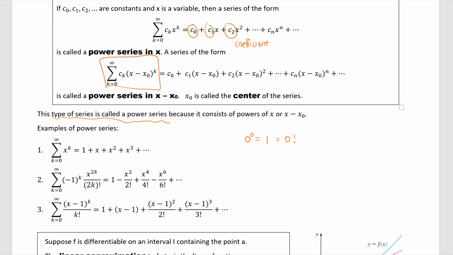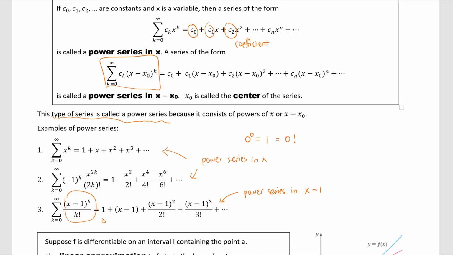So the next one, this is our formula. We plug in k equals 0. Then the first term is 1. And when we plug in k equals 1, we get x minus 1, right? So actually, these guys, they are power series in x. And this guy, this is actually a power series in x minus 1.